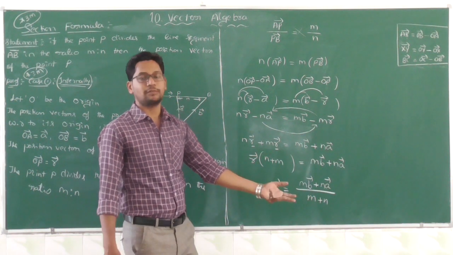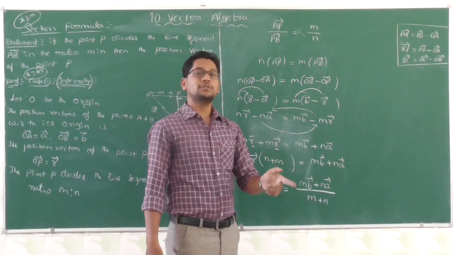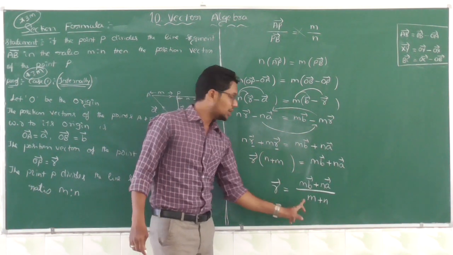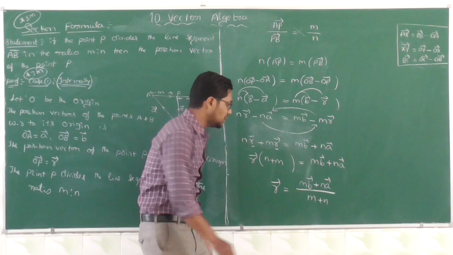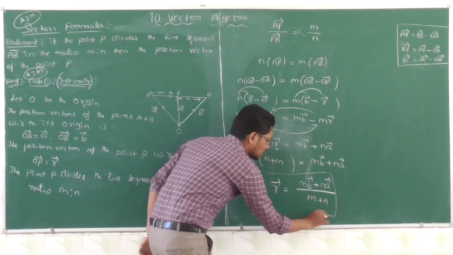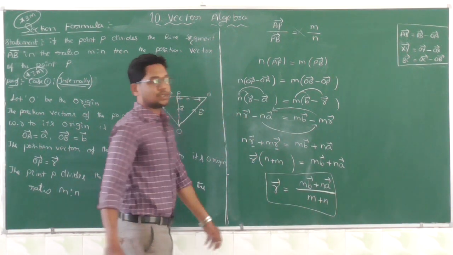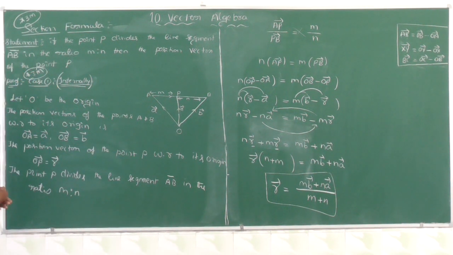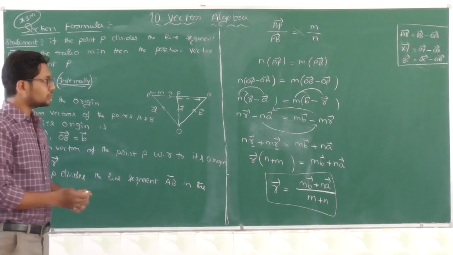2 plus 3 is how much? 5. 3 plus 2? 5. Similarly, n plus m is also equal to m plus n. Hence, this is the section formula internally. Hence, it is the proof of the section formula internally. Once again, this proof is important for 3 marks.